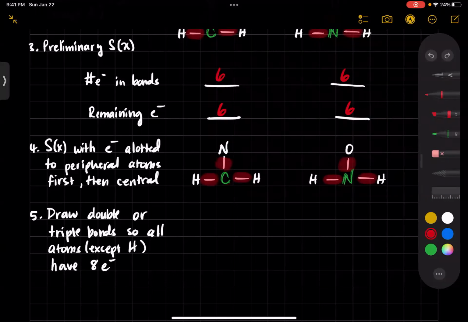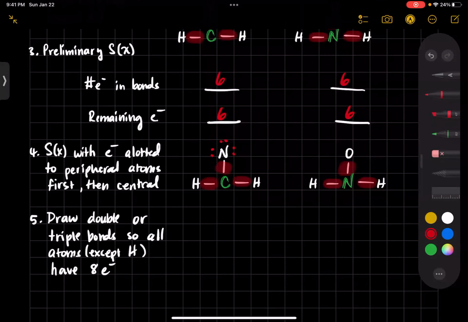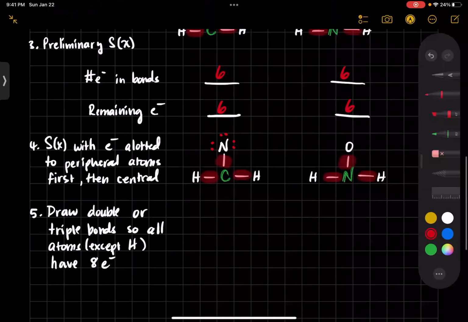We start by giving the electrons to the more electronegative atom, which of course are going to be our peripheral atoms, because our least electronegative one is our central. And so we're going to give electrons to nitrogen until it has 8. Well, it has 2 electrons in bonds already, so I'm going to give it 1, 2, 3, 4, 5, 6 electrons. And now all 6 electrons have been exhausted. I have no more electrons to give to carbon. Likewise here, I'm going to give 1, 2, 3, 4, 5, 6 electrons to oxygen. And I have no more electrons to give to oxygen, or to nitrogen.